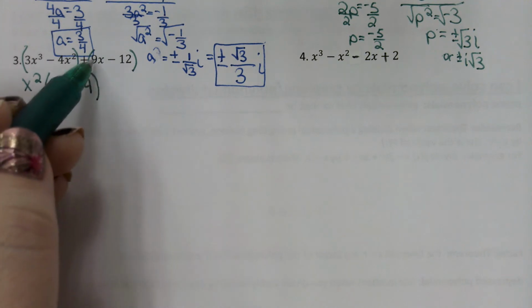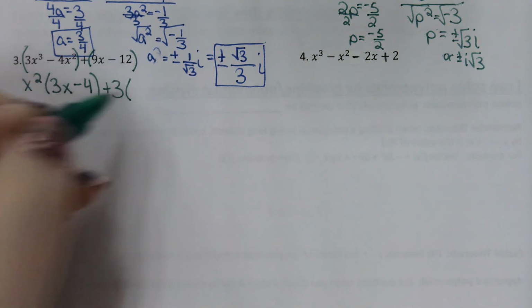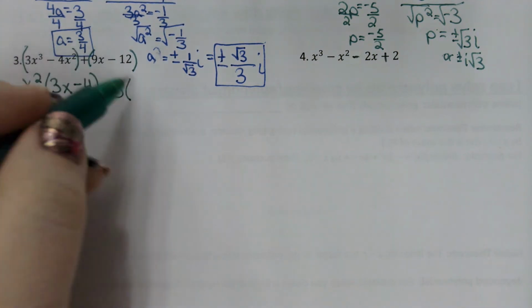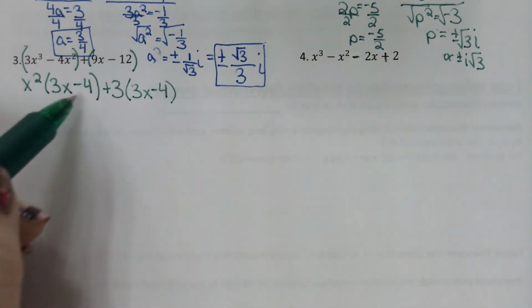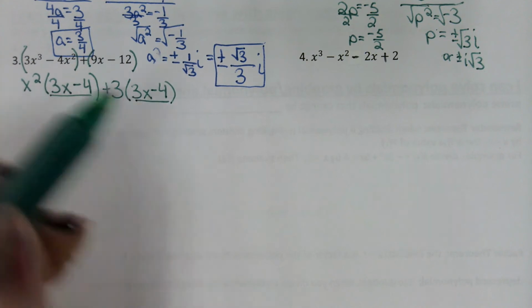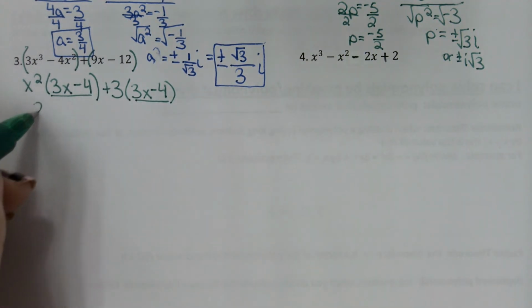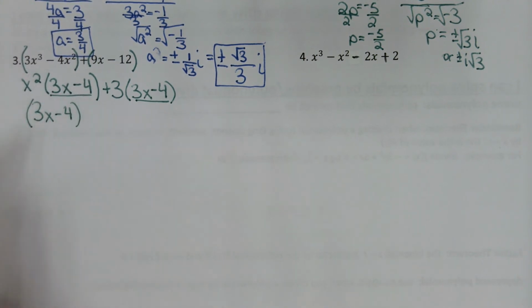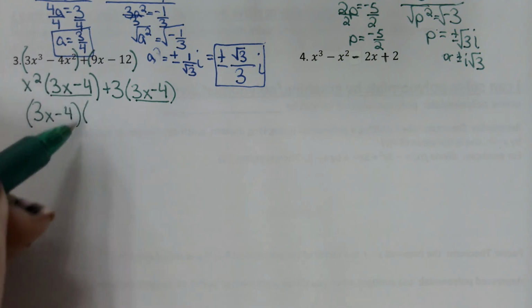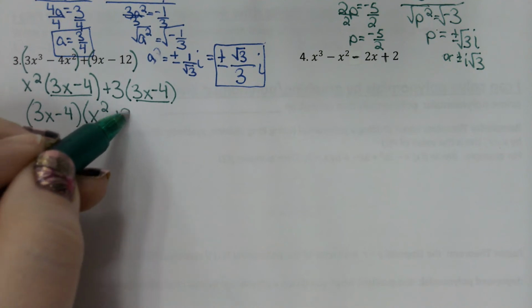Then we have 9x minus 12. What can I take out of both of those terms? I can take 3 out, and that leaves me with 3x minus 4. Again, I'm checking to make sure that what's in the parentheses is the same. That will make my first factor. And the other factor will be made up of what's outside the parentheses, what I took out. x squared plus 3.